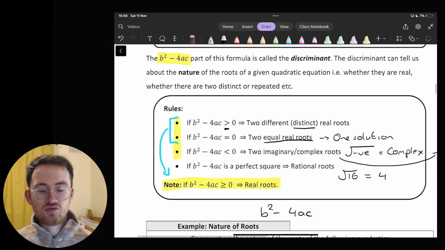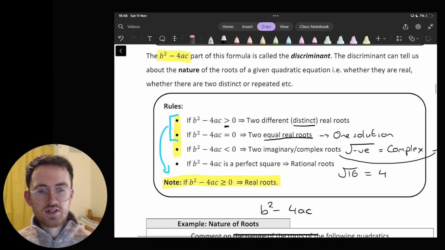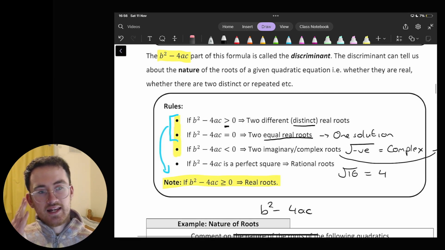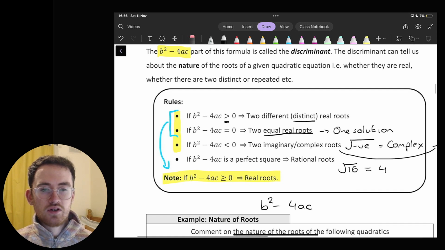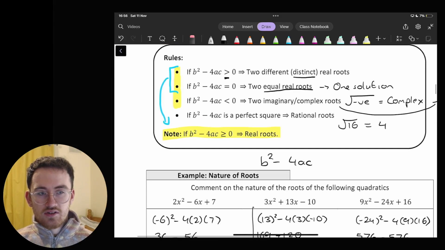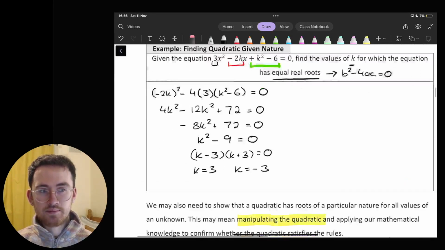So knowing that it's greater than 0 for two distinct real roots, it's equal to 0 when I have equal real roots, so that one's kind of easier to remember. It's less than 0 when I have imaginary roots, and it's a perfect square for rational roots. Remembering as well what we've highlighted there, it's greater than or equal to 0 for real roots. That's combining the first two. We saw that one came up quite a few times.